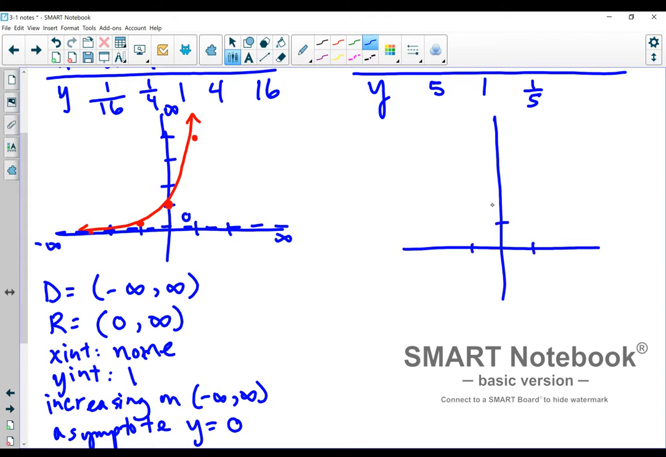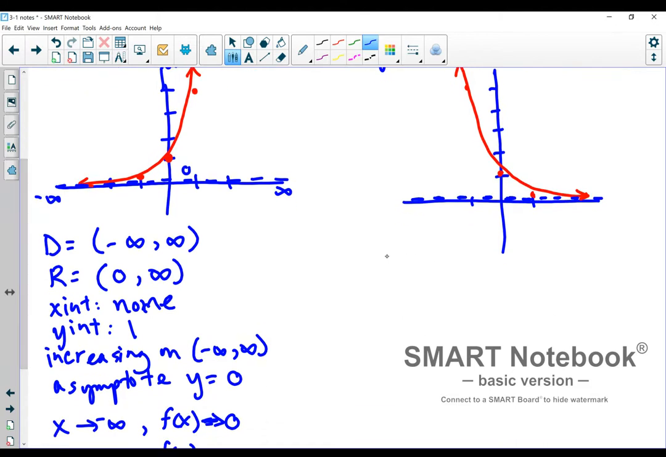So this time, 1, 2, 3, 4, 5. -1 is 5, 0 is 1, 1 is 1/5. Right, and asymptote right here again. I can see after I graph that I'm going to get closer and closer to 0, but I'm never actually going to equal 0. So my domain again is from -infinity to infinity. My range again, a lot of these are the same. I don't think we're going to bother with doing this over again.